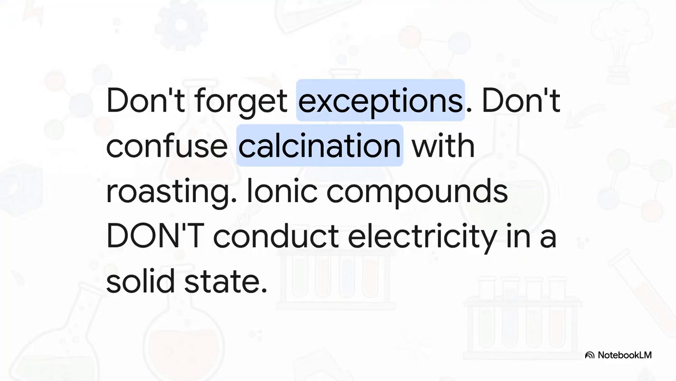Please be very careful about these common errors. A lot of students forget the exceptions we discussed at the start. They also get confused between calcination and roasting. Just remember, calcination is for carbonate ores, and it's done in limited air. Roasting is for sulfide ores, in excess air. And please, never write that ionic compounds conduct electricity in their solid state.